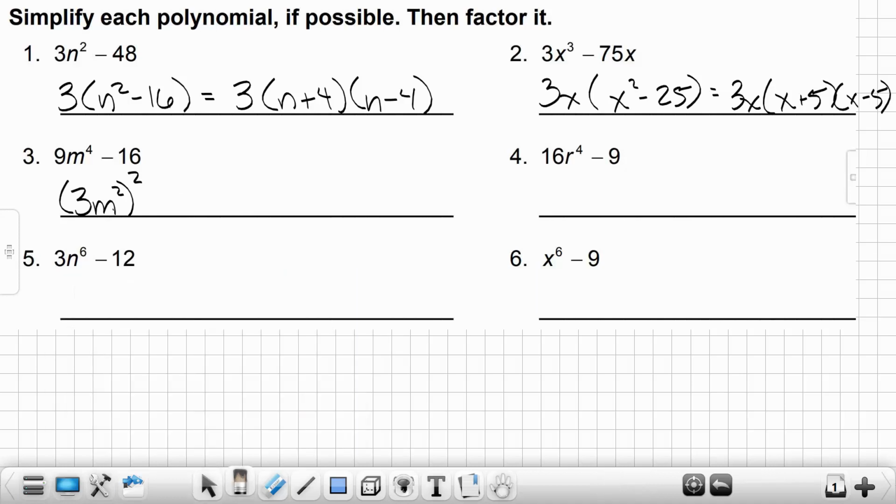And then Samuel, what number squared makes 16? 4. So here's my difference of squares. That's going to be 3m squared plus 4 times 3m squared minus 4. Difference of squares turns into 1 plus and 1 minus. Tim, did you get that? Yeah. Okay.